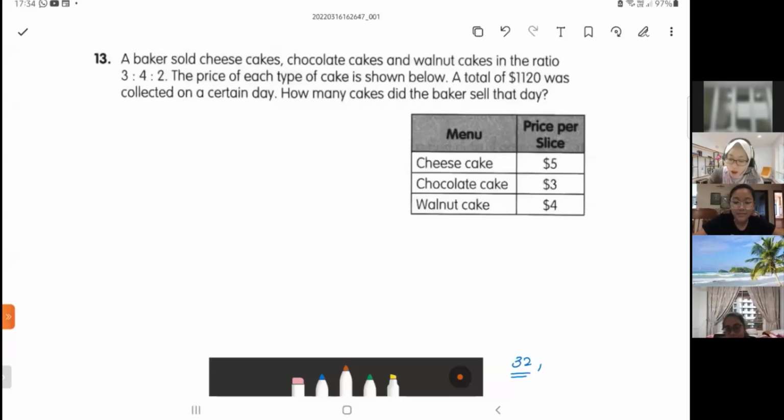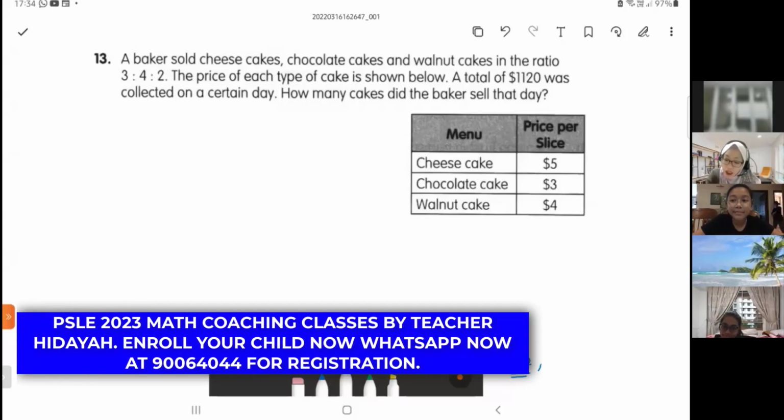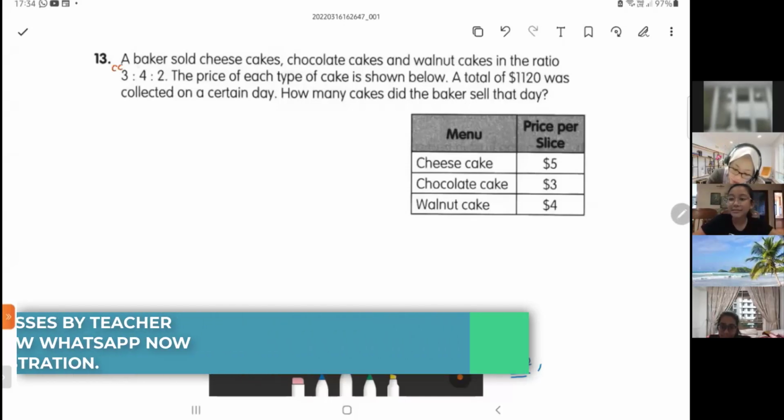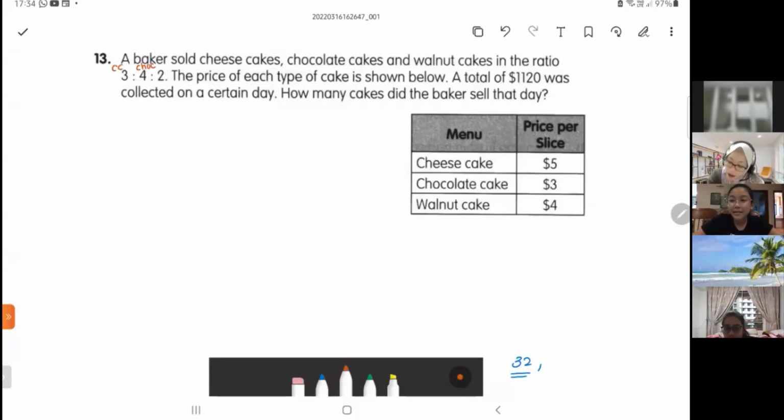Okay, a baker sold cheesecakes, chocolate cakes, and walnut cakes in the ratio of 3:4:2. So if you are unsure, if you are forgetful, or you know that you are going to get confused, then you indicate the numbers with the correct representation of the cakes, right? So this is cheesecake, this is chocolate cake, this is walnut. So we can do that, okay? The price of each type of cake is shown below here.